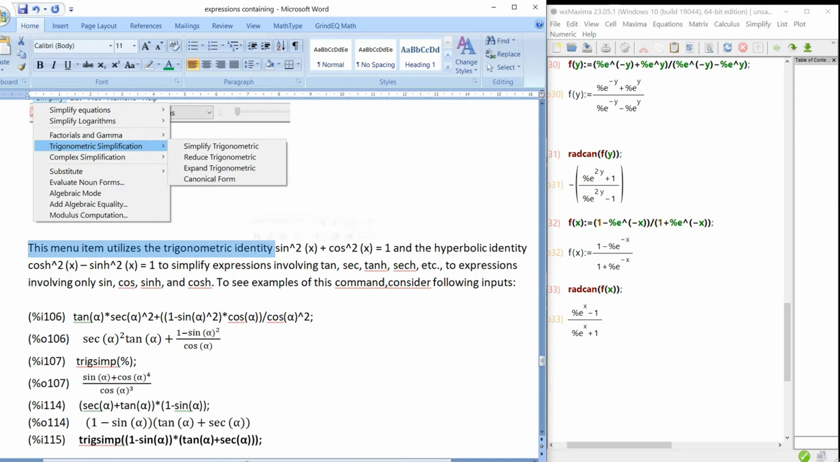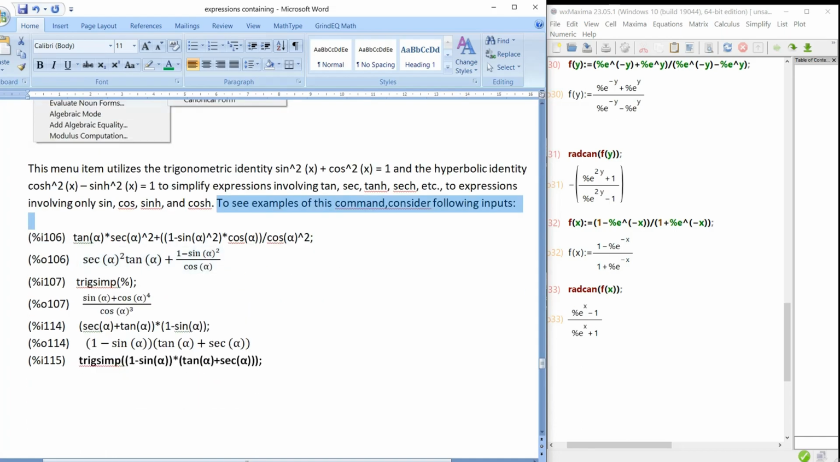This menu item utilizes the trigonometric identity sin square x plus cos square x equal to 1. You all know this identity. And the hyperbolic identity cosh square x minus sinh square x equal to 1 to simplify the expressions involving tangent, secant, tanh, sech, coth, cotangent, etc. to expressions only involving sin, cos, and hyperbolic functions. Okay, to see examples of this command, consider the following inputs. Let us see some examples.